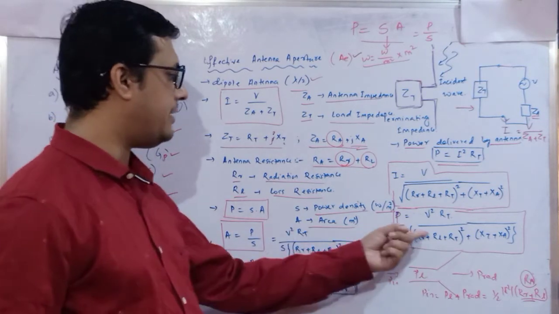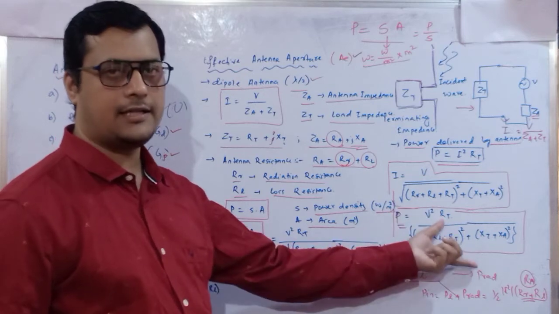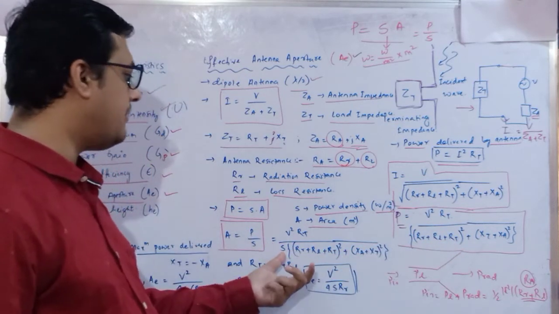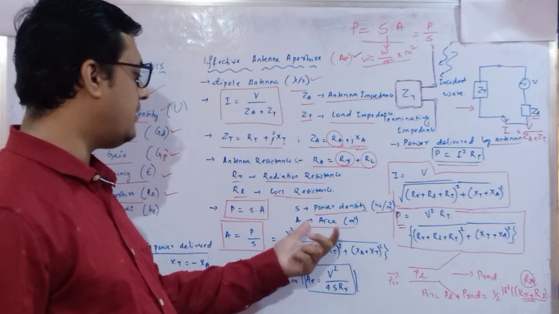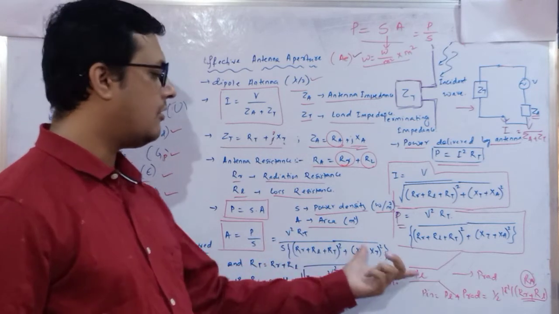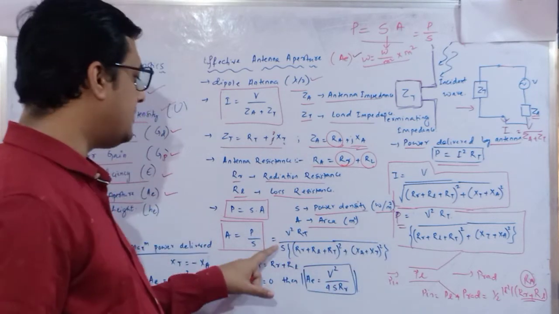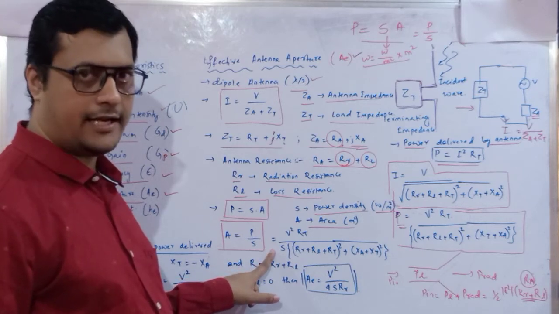So what is P? P we have already identified. Divide this value with respect to S. So here I have divided with respect to S. So it is V square into RT divided by S into whole component. Done. So this is called my area, the cross section area.